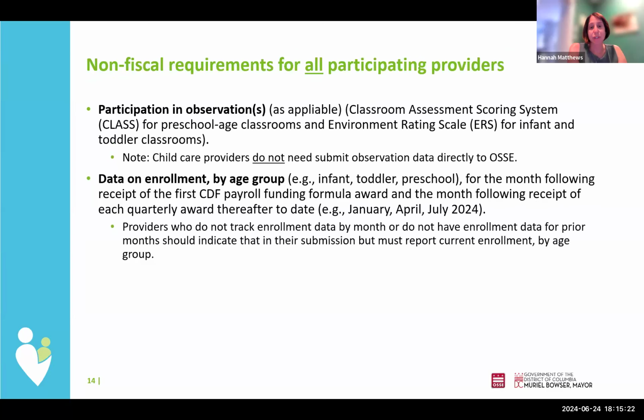Now, in addition to the fiscal requirements that I discussed, there are also some additional requirements that we'll be monitoring around. All providers were required to participate in classroom observations as part of the provider agreement. For providers with preschool age classrooms, that means participation in the Classroom Assessment Scoring System, also known as CLASS. For providers with infant and toddler classrooms, that means participation in an Environment Rating Scale, also known as ERS.